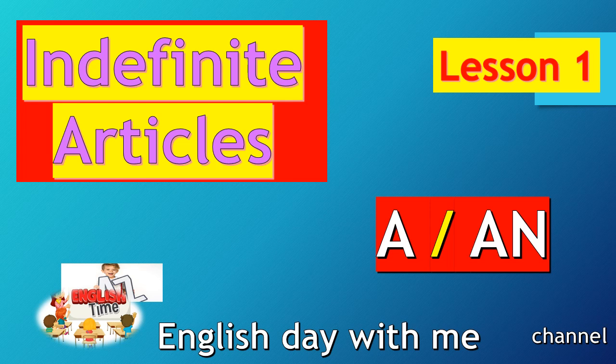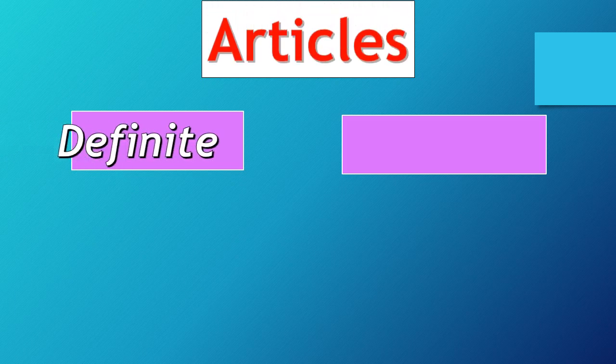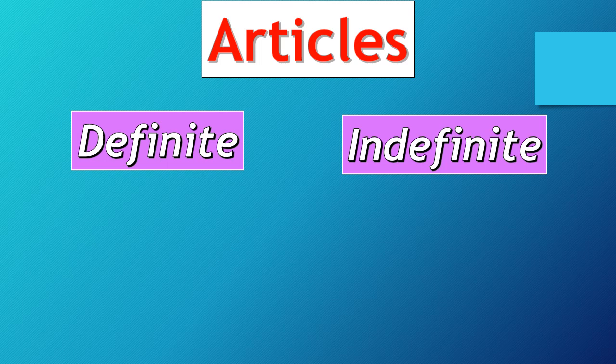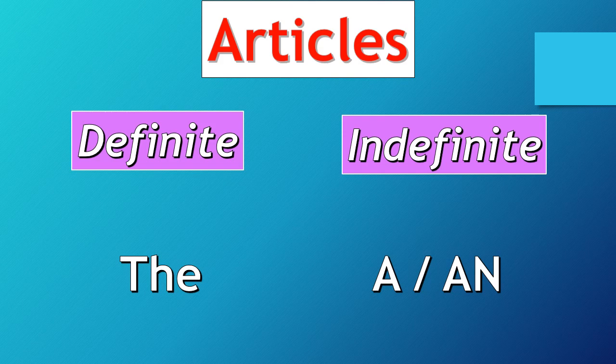Today's lesson is indefinite articles A and AN. This is lesson number 1. Are you ready? Yes? Okay, let's go! So, we have two types of articles, definite and indefinite. Definite, we use the. Indefinite, we use a or an.